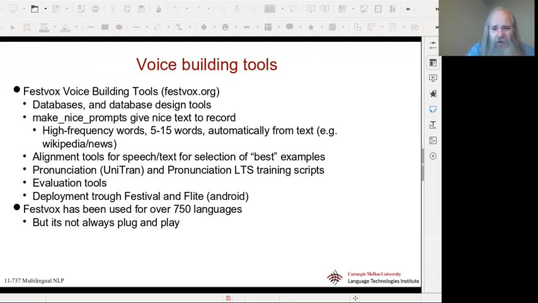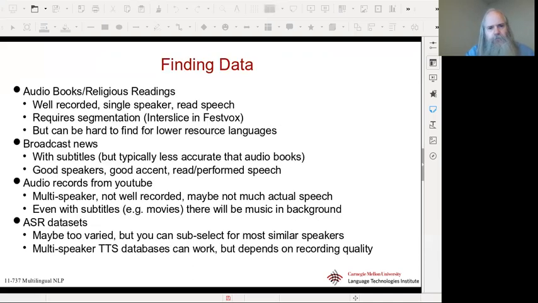It's not always plug and play. We like it to be, but there's always something a little bit different when you're dealing with a new language, and so you should be aware of that. Where do you find data if you're not going to record it?